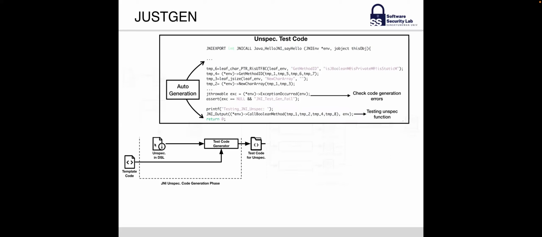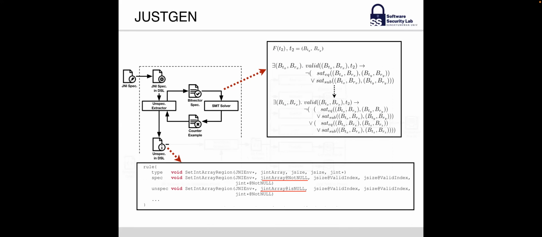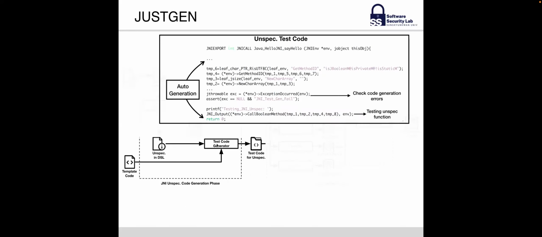So in the next step, the unspecified cases are written in our DSL, for example, here. So this information is passed to this test code generator module, and the test code generator module receives the template code as well and generates the test program that triggers the unspecified cases automatically. So for example, here, this is an example of the test code that is generated by the test code generator module. So these parts are auto-generated.